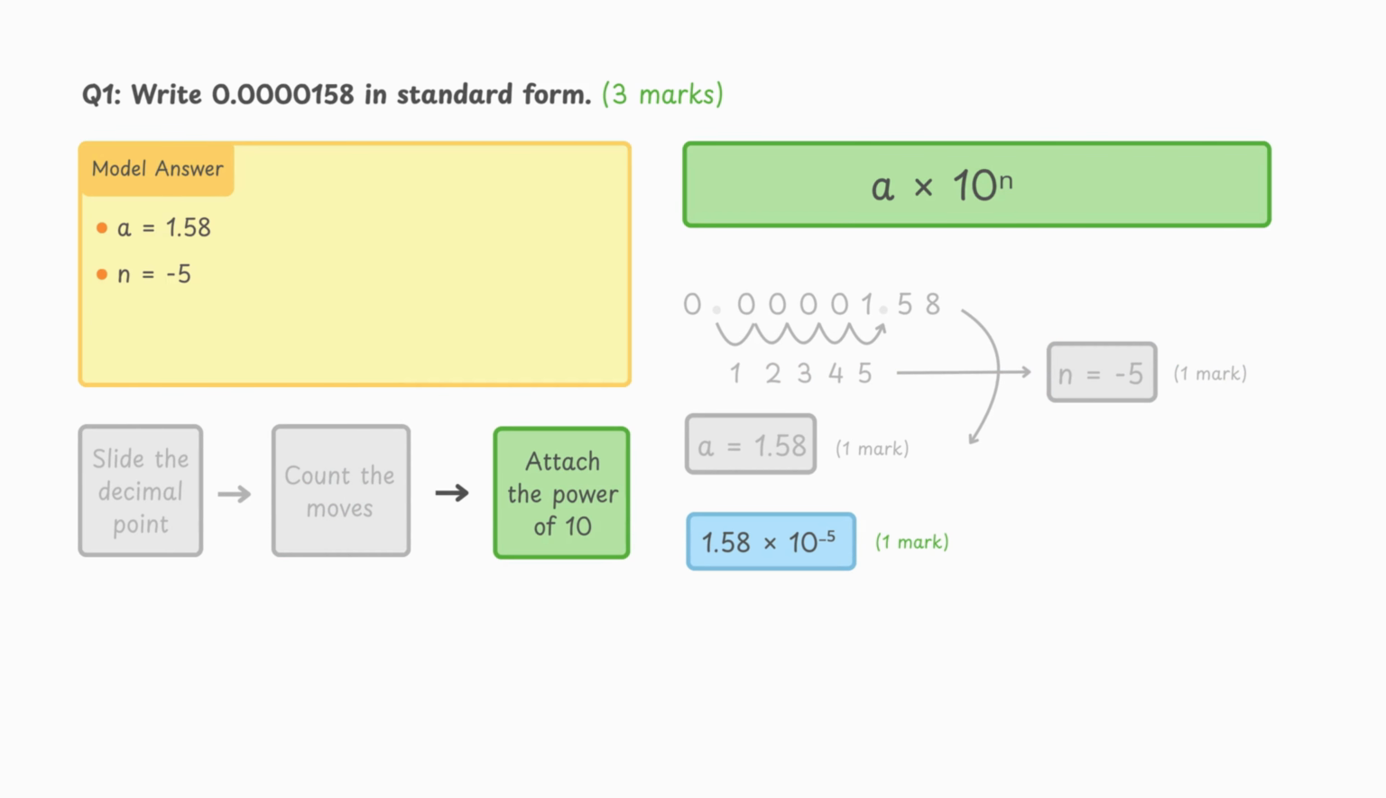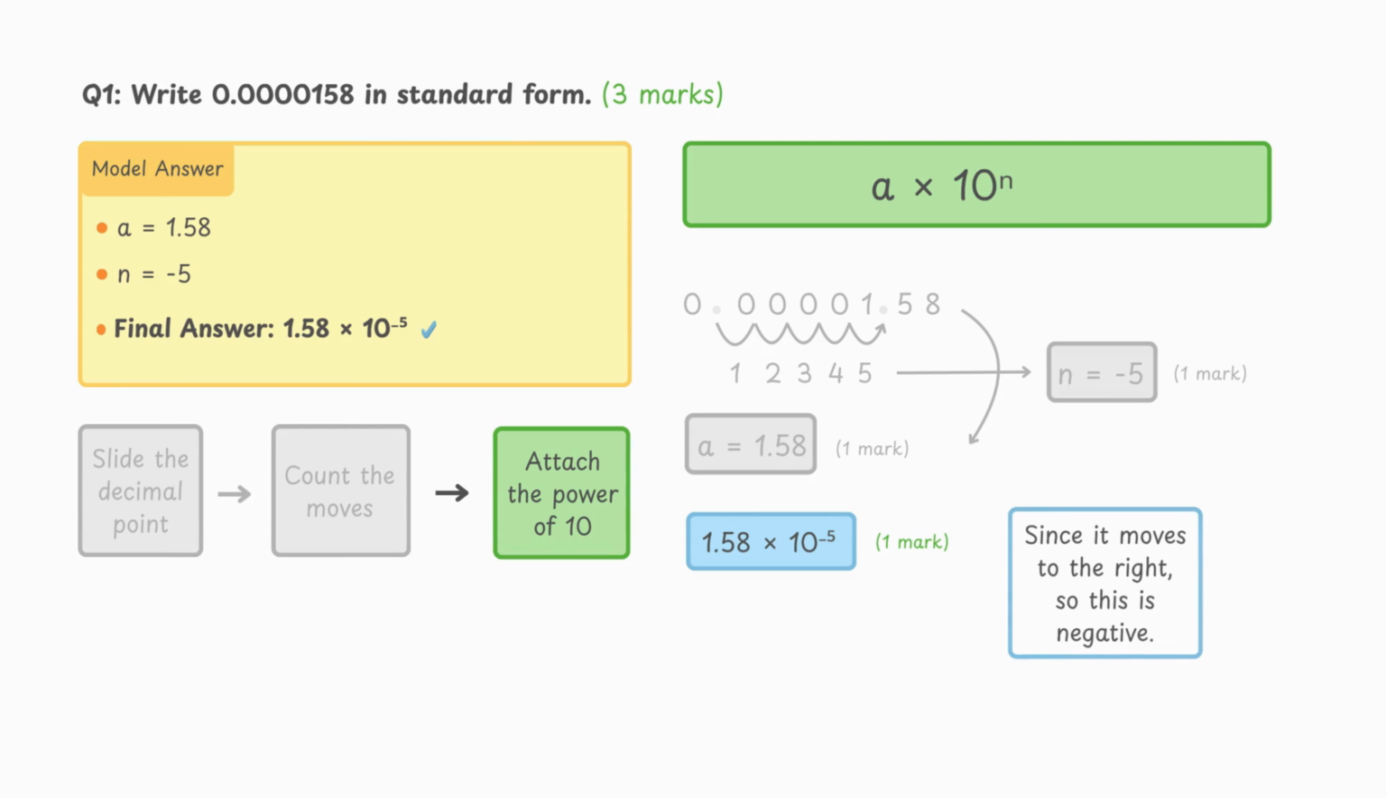Now, we write the number in standard form. 1.58 multiplied by 10 to the power of -5. This earns 1 mark. So the final answer is 1.58 multiplied by 10 to the power of -5. Remember, if the decimal point moves to the right, the power is negative.